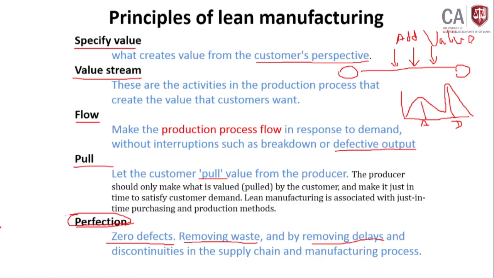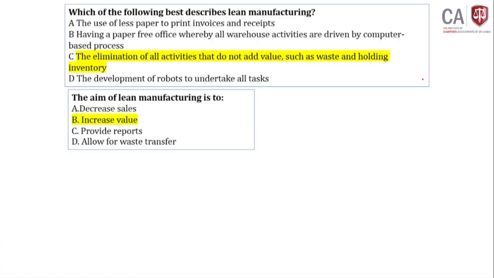lean manufacturing. Which of the following best describe lean manufacturing? The elimination of activities that do not add value. Please remember this one. This is the key sentence that any of the people will ask when it comes to lean manufacturing. The elimination of activities that do not add value, such as waste and holding inventories.